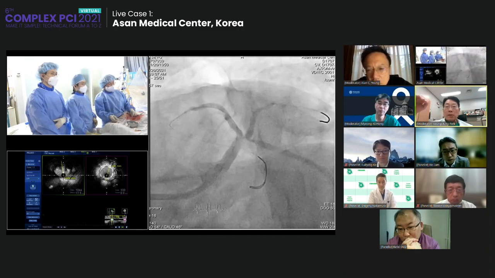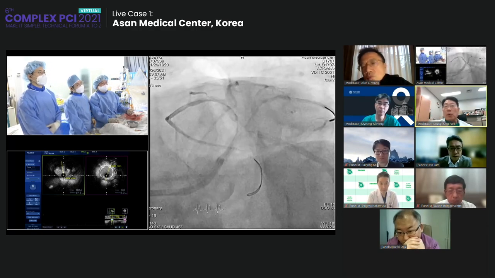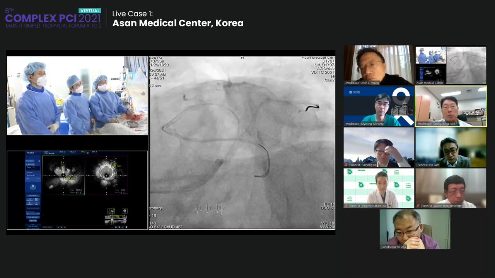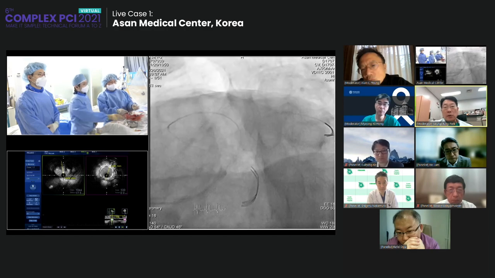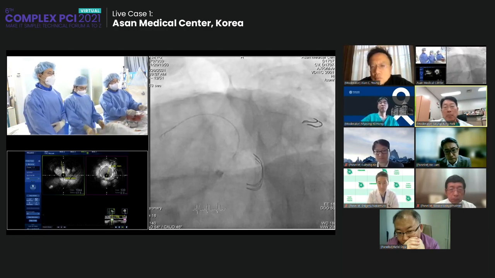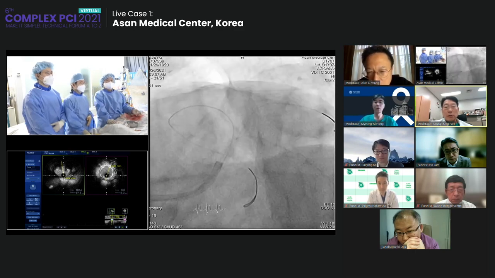Actually, the OM branch angle between the circumflex proximal and OM branch is very steep, and so I think just stent crossover would be okay. That is another tips and technique concern. And Dr. An suggests just a two-stent crushing for the circumflex and left main. Any other suggestion, Dr. Yonggi Hong?